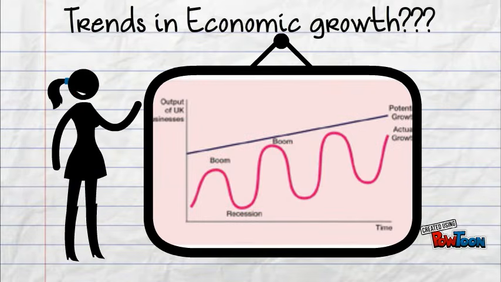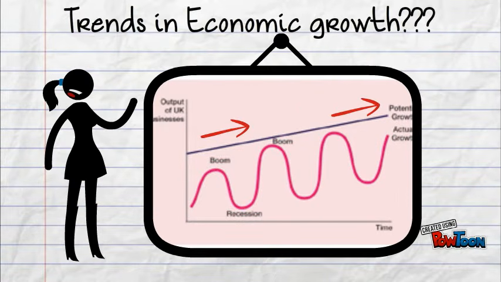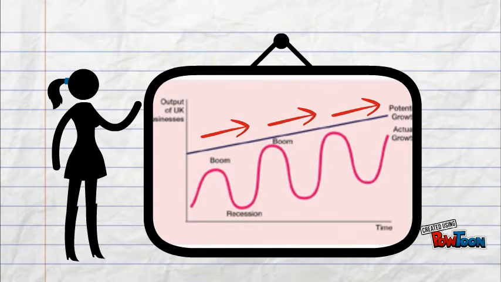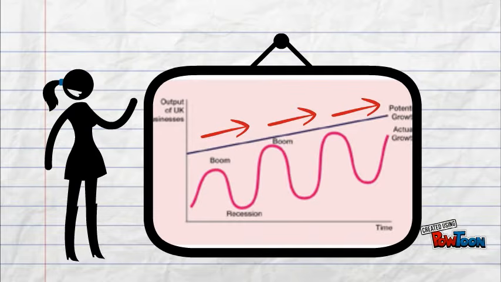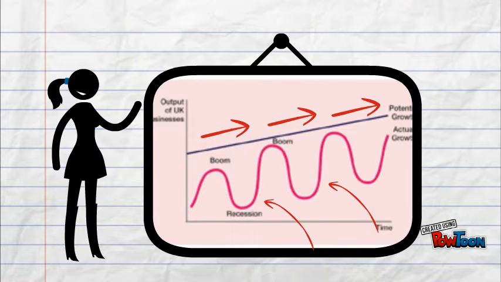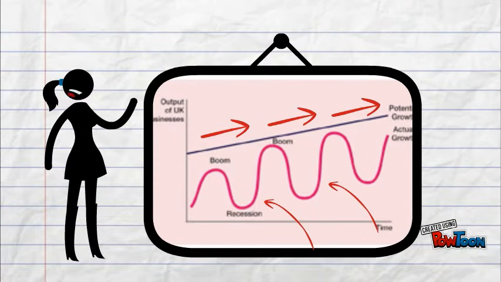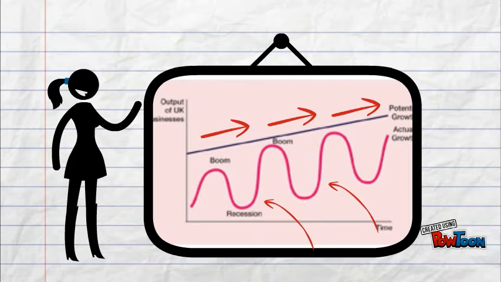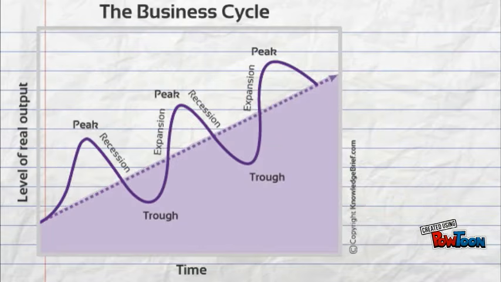In general, economic growth is a long-term upward growth trend, but in the short run, it experiences fluctuations that produce a wave-like pattern as shown. These patterns are called the phases of the business cycle, so let's look at these in more detail.